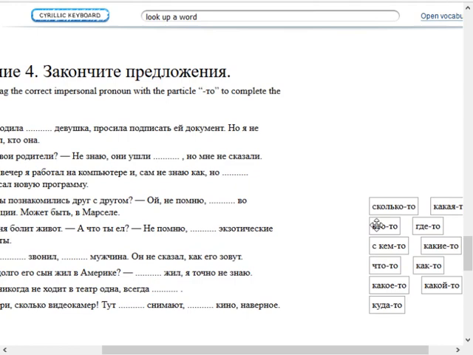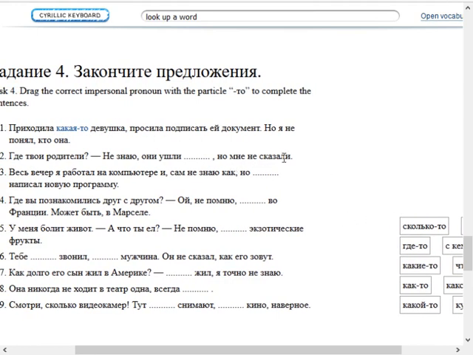It's not кто-то, because that would mean somebody, but rather some girl came here. Какая-то девушка. So some girl came here. Просила подписать ей документ, and asked to sign her document. Но я не понял, кто она, but I did not understand who she was.